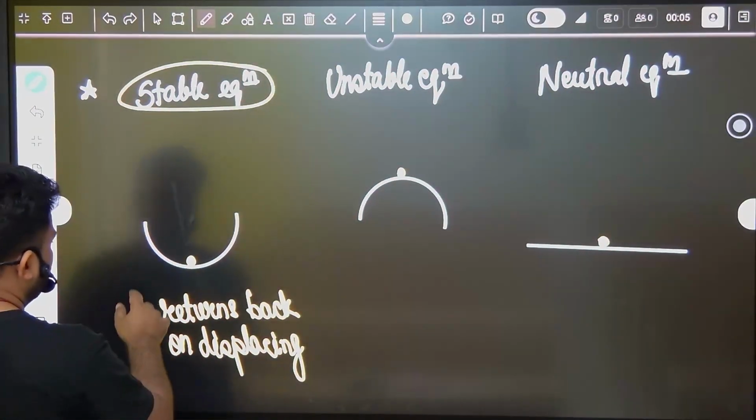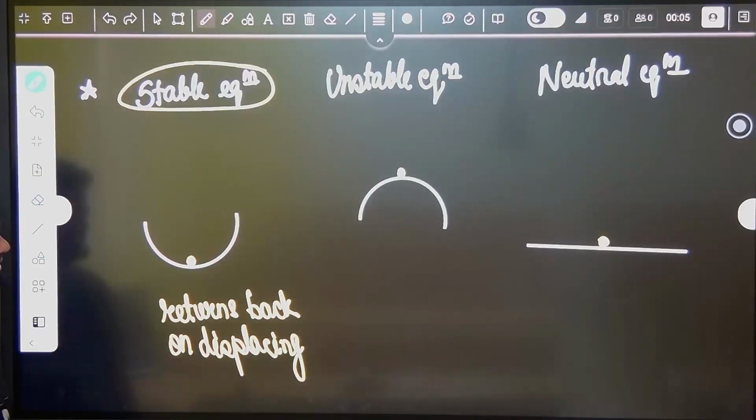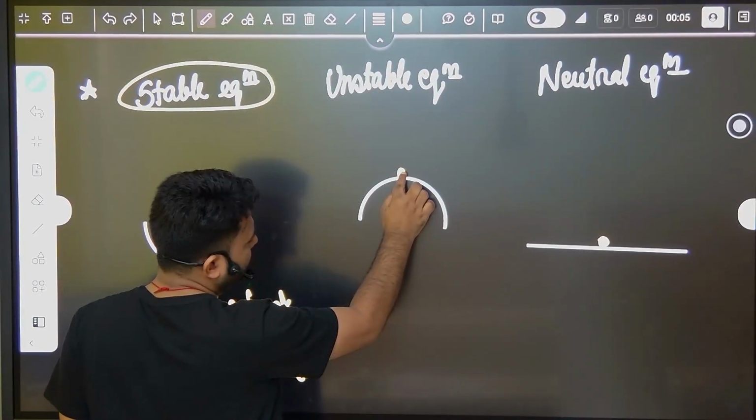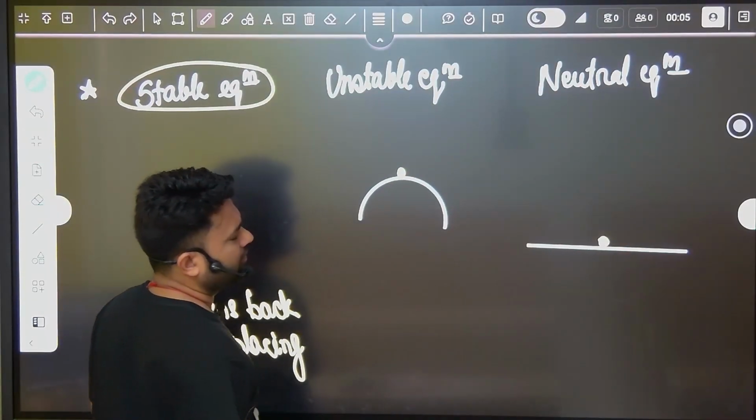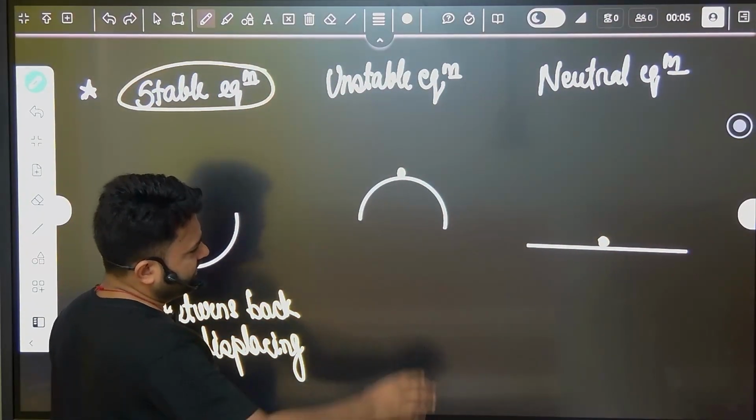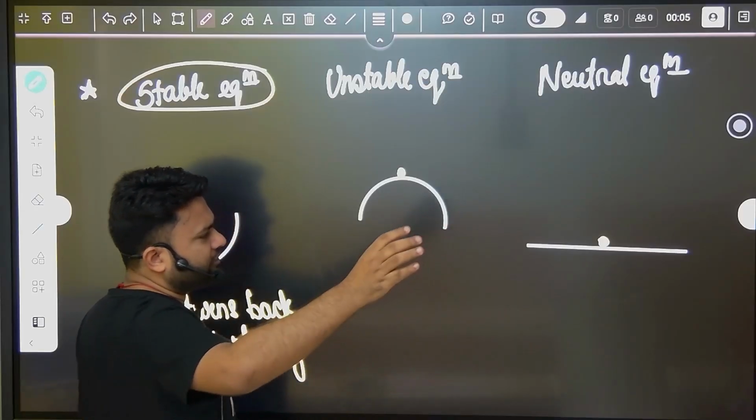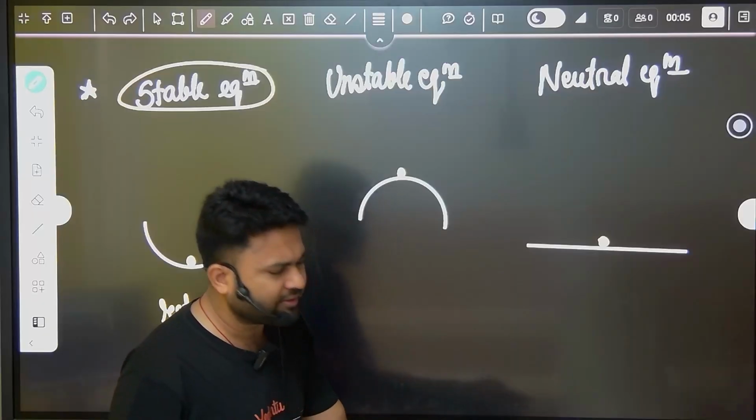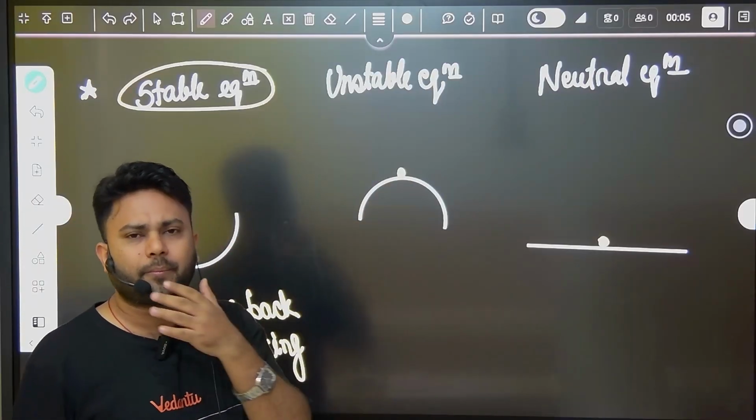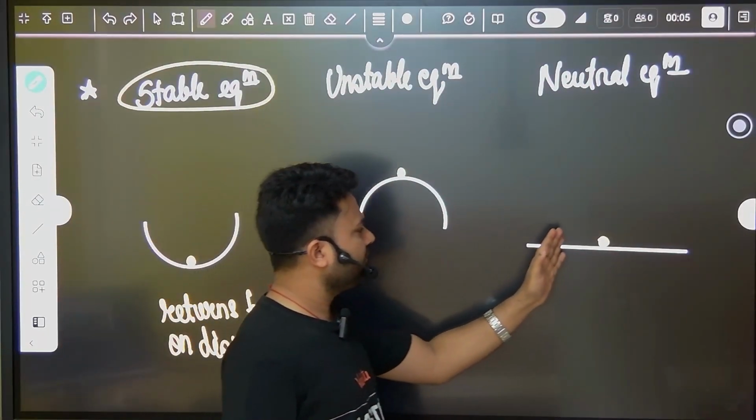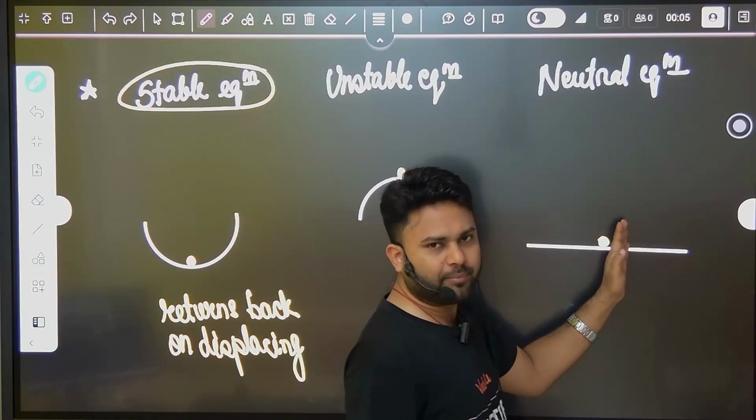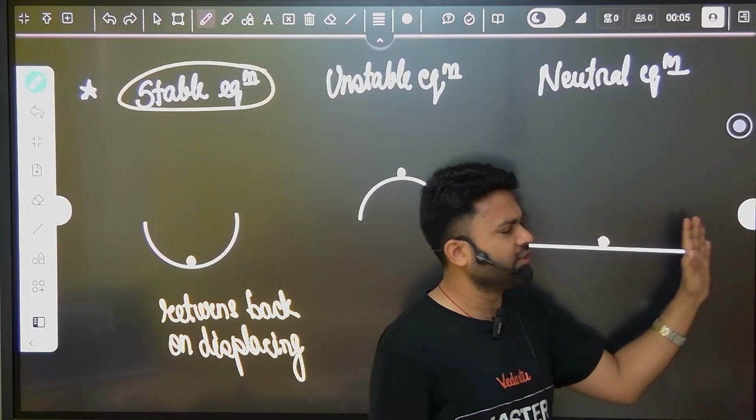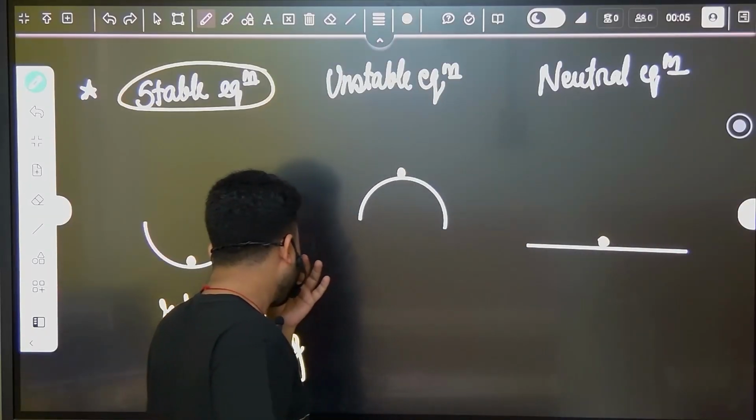So always remember, in stable equilibrium, it will return back to its position. In unstable equilibrium, little bit you displace and it will never come back. Means it will continue to move where you have displaced. Suppose you have displaced in this direction, it will continue to move like that. But here, if you displace little bit, it will be displaced, but neither it will come back, nor it will continue going there. So this is neutral equilibrium.